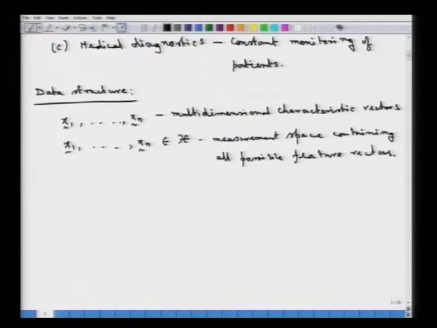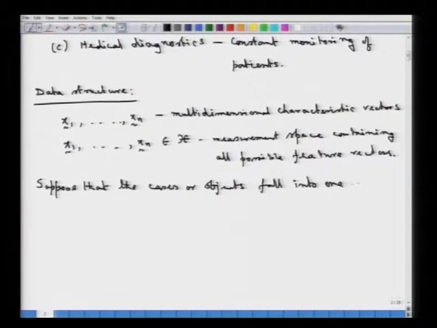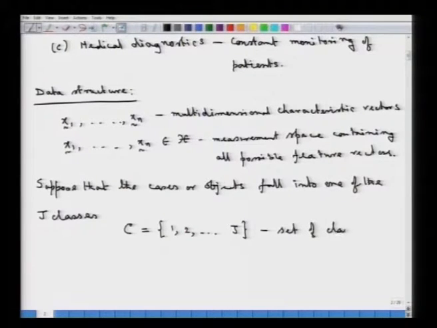Now, along with these feature vectors, there is something else that is required when we are looking at this problem. Suppose that the cases, or the objects whose feature vectors these are, fall into one of J classes. Say that C is the set containing all such class memberships. So, these are the possible classes and C is the set of these classes.